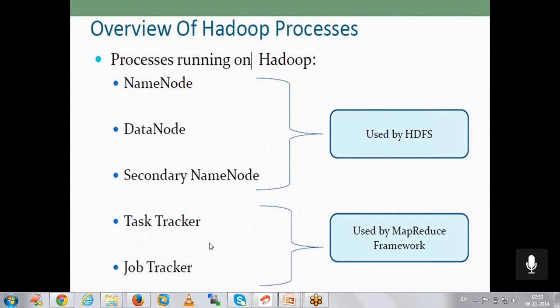DataNodes only hold the data, stored as blocks. The NameNode has the information about it. Suppose I store 1 GB of data, it will be split into different blocks. The NameNode has the information about which block is stored in which machine, and how many blocks it is split into. Those details, the metadata, the NameNode maintains. Next slides, you will get more detail about the NameNode, DataNode and secondary NameNode.